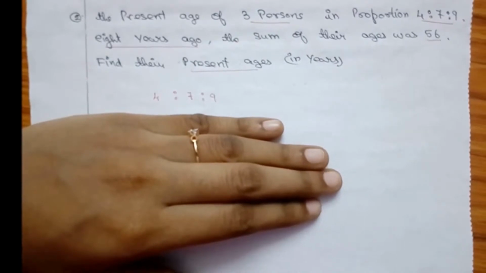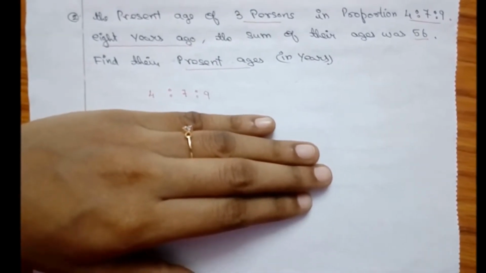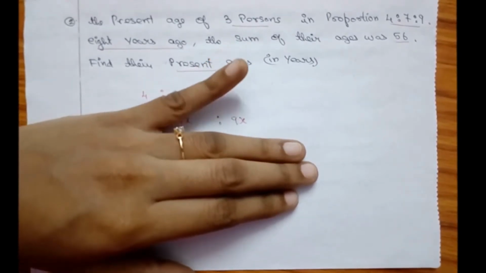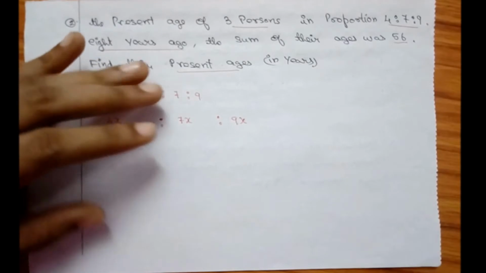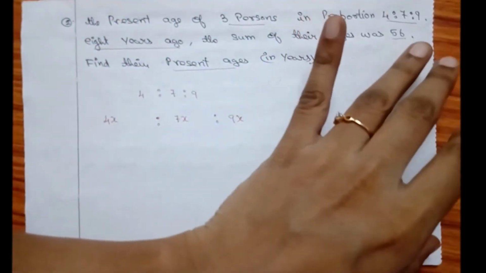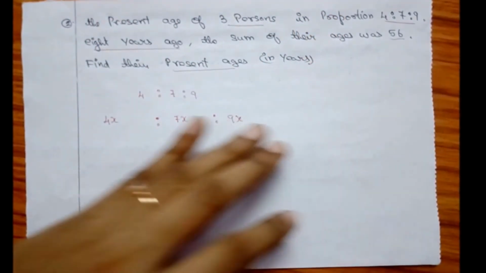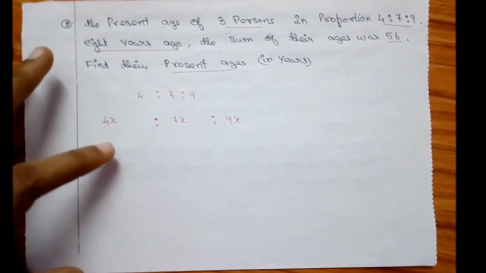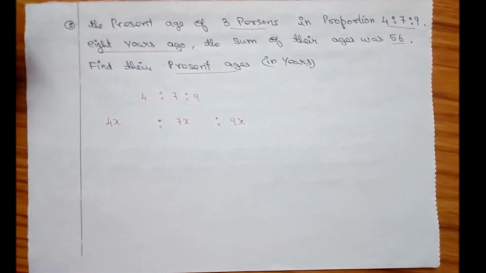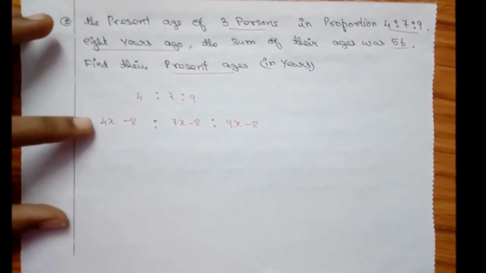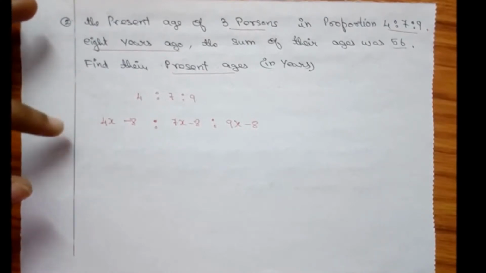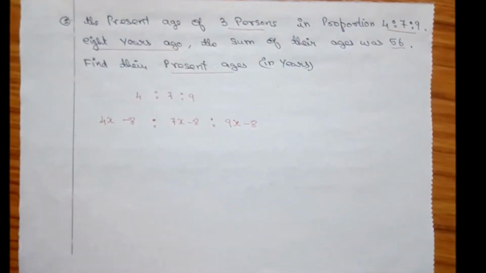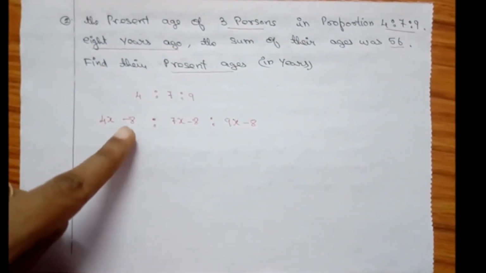See, from the question I have taken and written the ratios. Okay, so after that, in the second point in the question, what I have here is 8 years ago the sum of their ages was 56. Okay, so I am going to write a ratio for these 3 persons 8 years ago. See, this is the ratio of 8 years ago of these three persons. See, 8 years ago represents the past, so I'm writing it as -8.